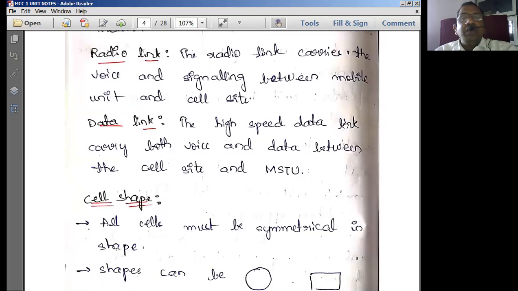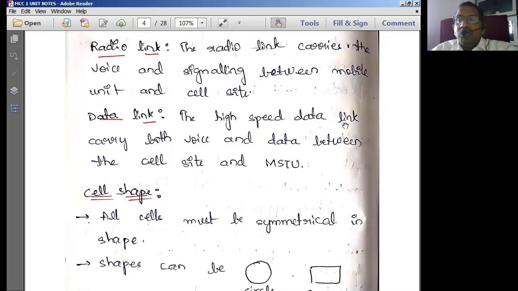Now, what is the link between the mobile unit and the base station? The link is the radio link, where electromagnetic signals are transmitted and received by both the cell site and the mobile unit. So what is a mobile unit? A mobile unit is nothing but the mobile phone that the user carries. It is called a mobile unit in the MCC subject.